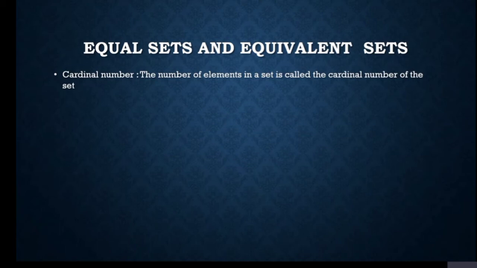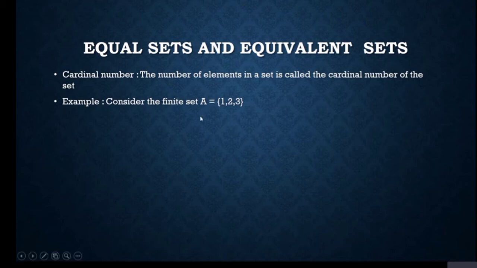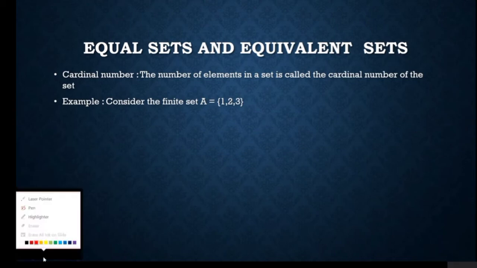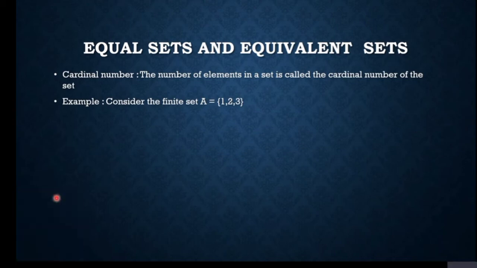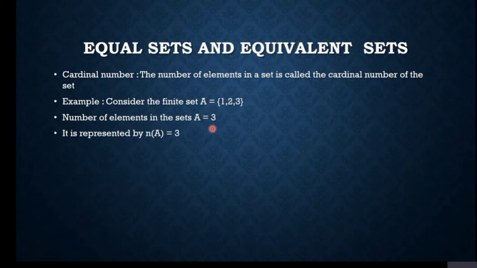See, first, cardinal number. The number of elements in a set is called the cardinal number of the set. For example, consider the finite set A = {1, 2, 3}. In this set, there are 3 elements. So the cardinal number is denoted by n(A) = 3, the number of elements in the set A. It is represented as n(A) = 3.